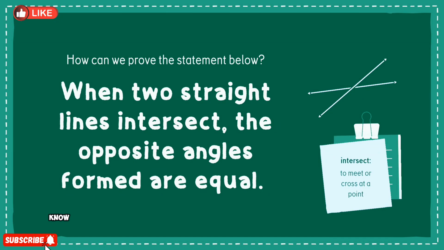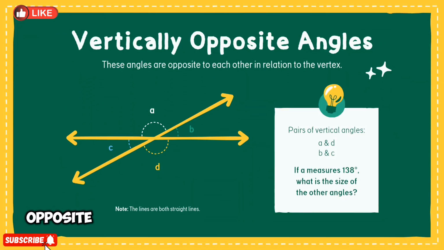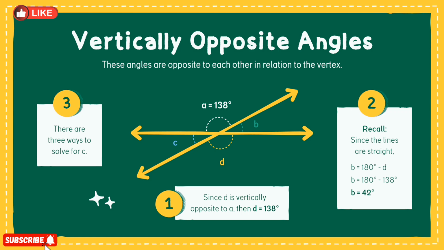So how can we prove the statement below? When two straight lines intersect, the opposite angles formed are equal. What is meant by intersect? Intersect means meet or cross at a point. Two lines that meet or cross at a point intersect at the intersection point. Vertically opposite angles are opposite to each other in relation to the vertex, and they are equal in size. For example, there are two lines, and the angles are A, B, C, D, where A, D and B, C are vertical angles. Now if we have one value, how much is the size of the remaining angles?